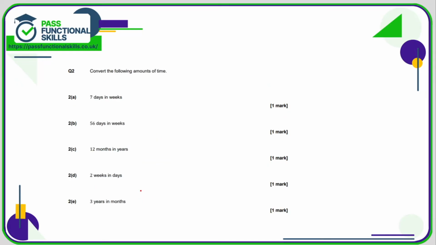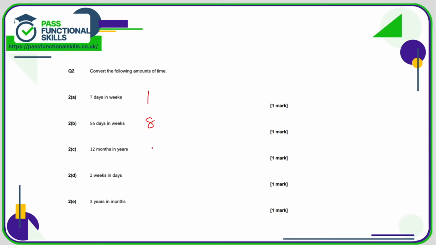Question number 2, again, we can use a calculator here. So what is 7 days in weeks? Well, 7 days is 1 week. Since 7 days is 1 week, how many 7s go into 56 days? So our calculation is 56 divided by 7, which is 8, so that's 8 weeks.